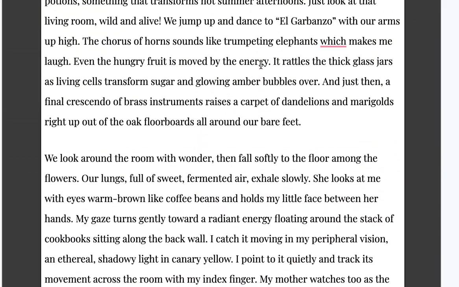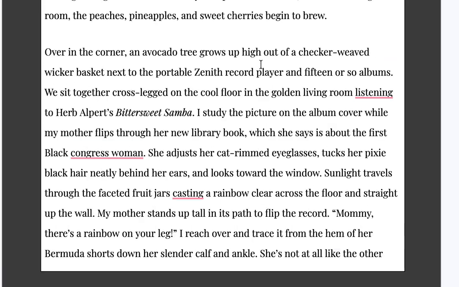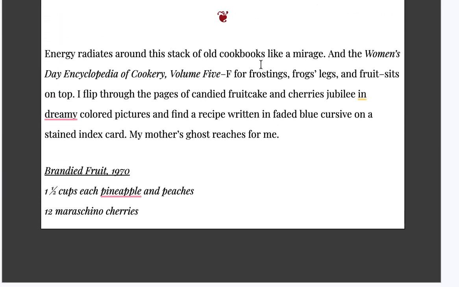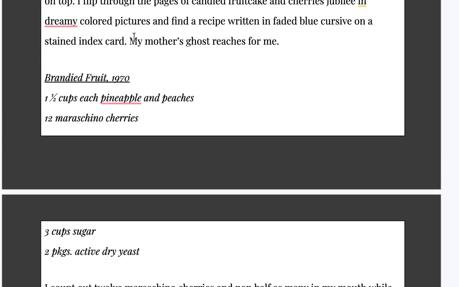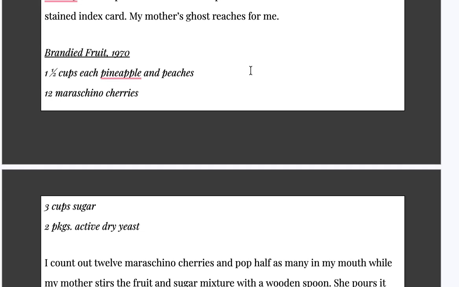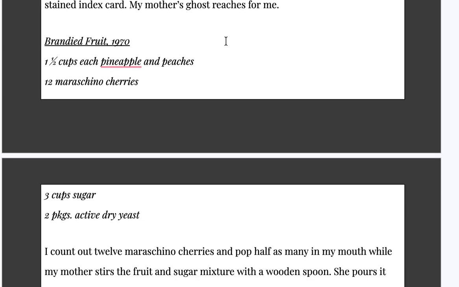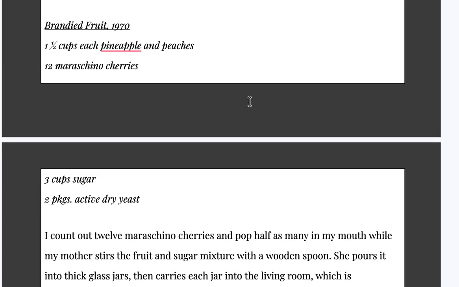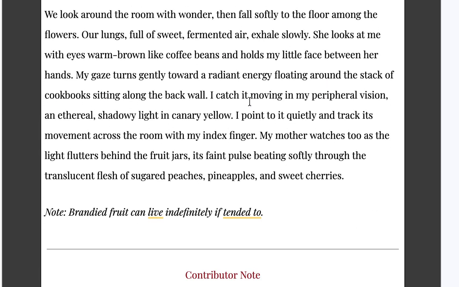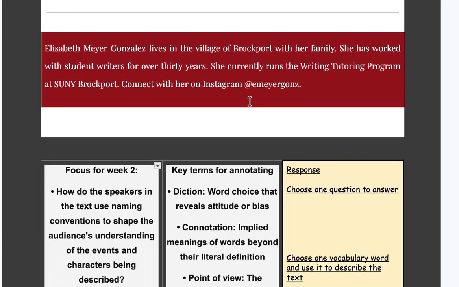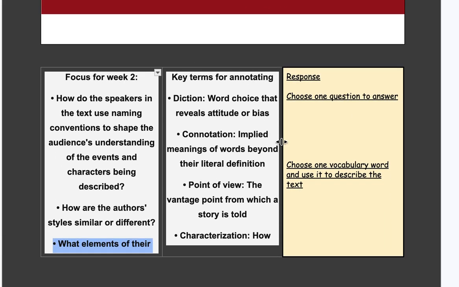So diction is when we choose a word that has a rich and thoughtful meaning, right? And so some word choices, it says, my mother's ghost reached for me, right? She could have said, my mom died, or she's gone now. But I think the word ghost makes it seem like she's present. I think that connects back to the end where she says things live indefinitely. Look for another example of a word that seems to feel important or special or carefully chosen.